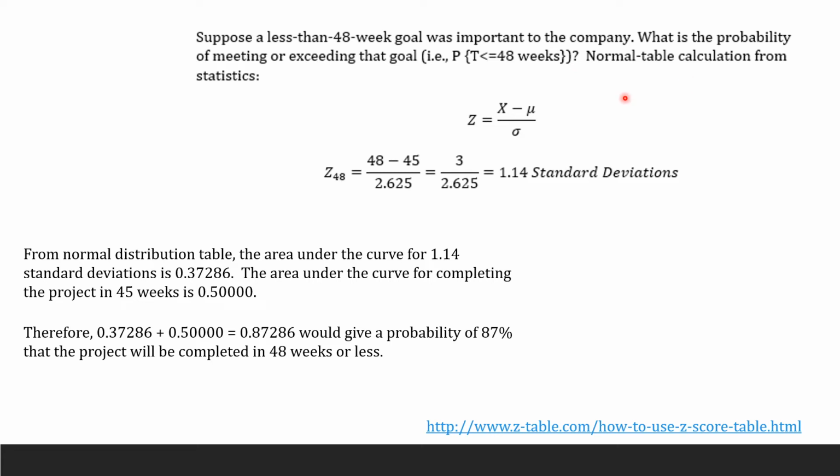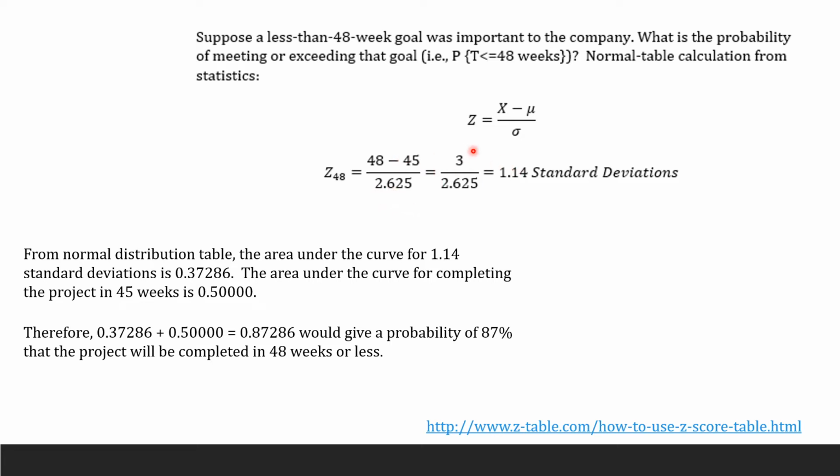So here, a normal table calculation from your stat. We're going to recall that's your z for your normal distribution. We always calculate it this way: our maximum, which is your 48, minus our mean, which is 45, divided by your standard deviation, which we have already calculated, around 3.